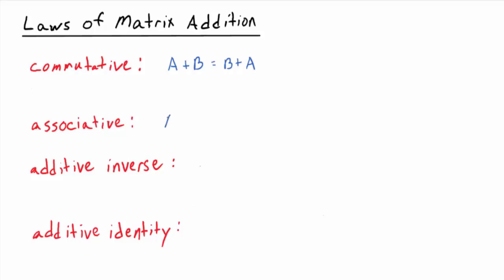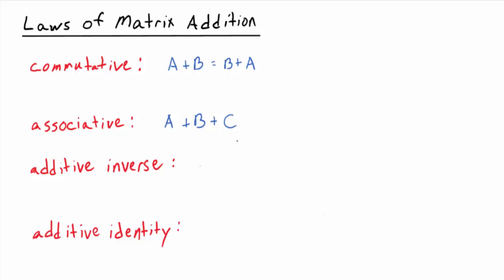Associativity. Say you have 3 matrices, A, B, and C, and you're adding them together. Have you ever noticed that if you're talking numbers, you can only add 2 numbers at a time, right? Even if you have 3 or 4 or 5 numbers, you add 2 at a time. It's called a binary operation because you add 2 at a time.